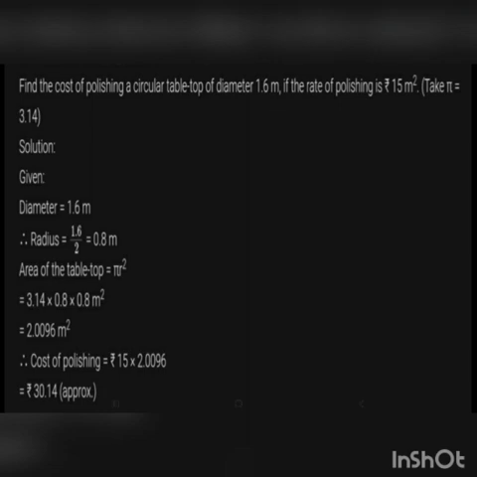So what did we do here? First, the diameter is given, so first we found the radius. Then we found the area. Now we got what? The area for polishing. Now the rate of polishing is given. That rate for 1 meter is given and we want to find the cost of the total area. So we multiply with the cost per 1 meter.